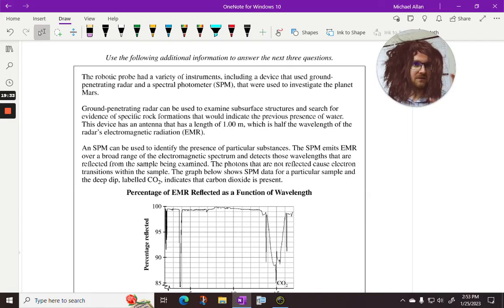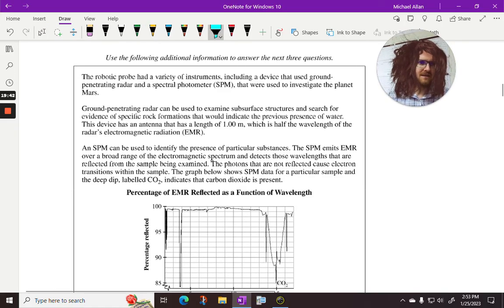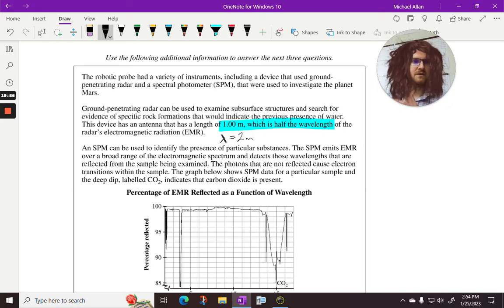There is an antenna length of 1 meter. That could be useful, which is half of the wavelength of the EMR. So I'm going to write down something here that you might need, because 1 meter is half the wavelength. So it means the wavelength is actually 2 meters. I might need that. Okay, so my wavelength is 2 meters.